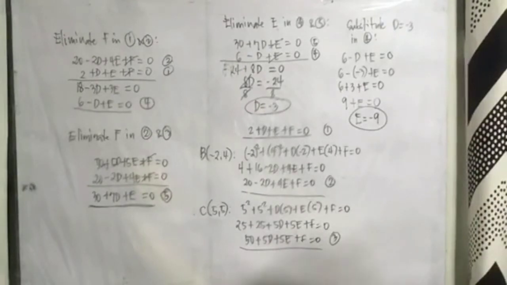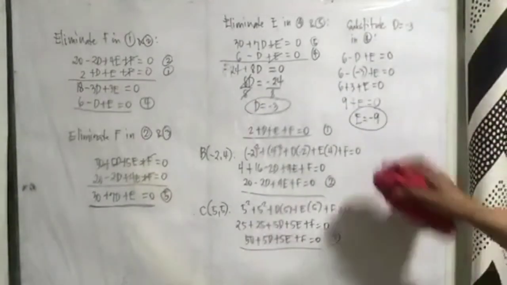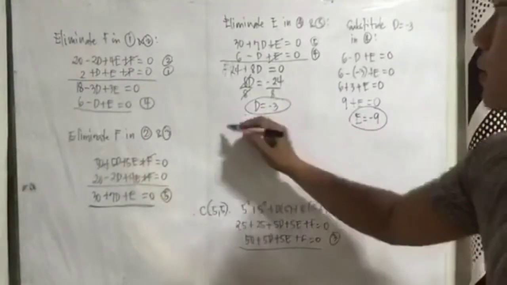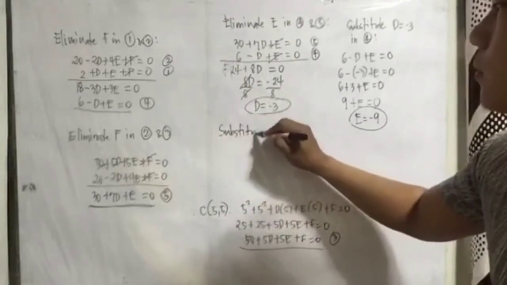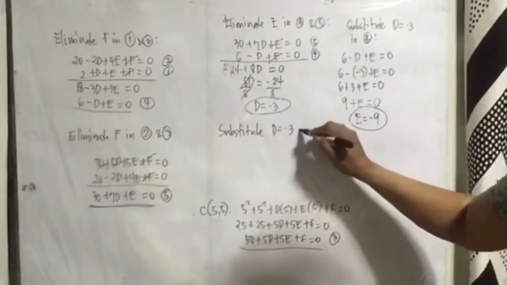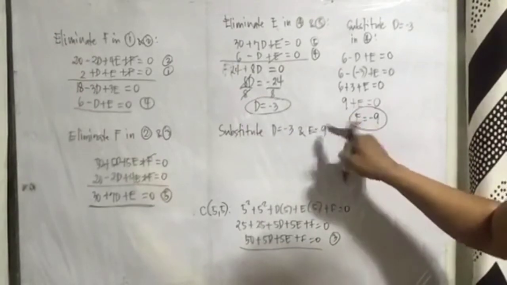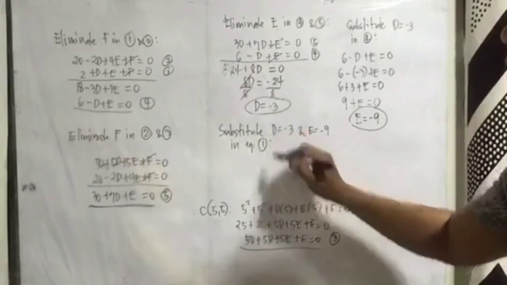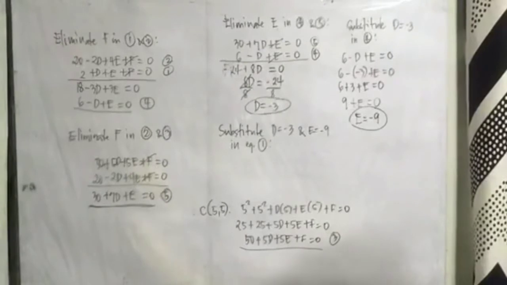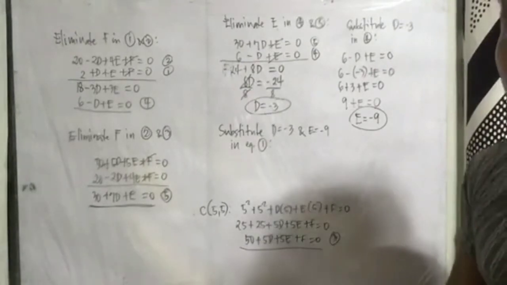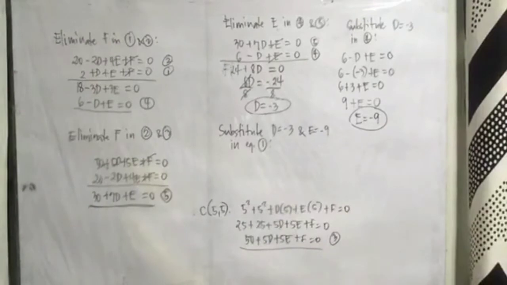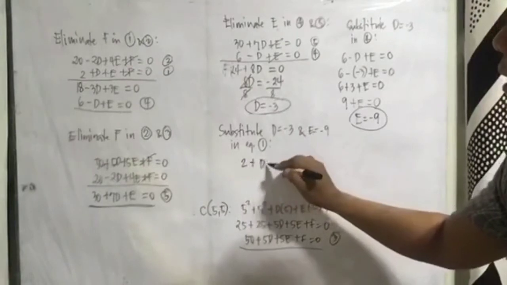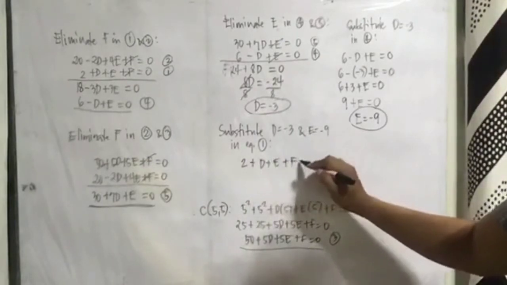Okay, we need the value of F. So in order for us to have the value of our F, we need to substitute D equals negative 3 and E equals negative 9 in equation 1. Sa equation 1, kung alin na mas mababa ang constant. But since ang ating equation 1 mababa lang ang constant, so that's why doon natin siya isa-substitute. So our equation 1 is 2 plus D plus E plus F equals 0.